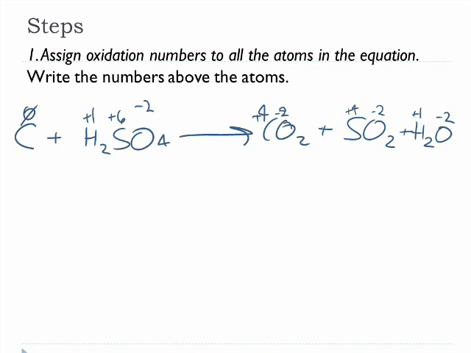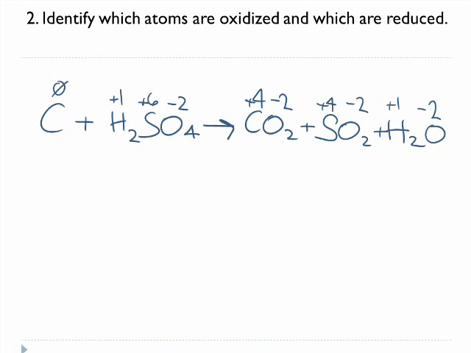So let's go on to the next step. Now we identify which items are oxidized and which are reduced. We're going to look to see which of the numbers change. Carbon changes from 0 to plus 4. If it went from 0 to plus 4, that means it must have lost electrons. So it lost electrons, it's oxidized. Let's look at hydrogen. Hydrogen here is plus 1. So nothing happened with hydrogen.